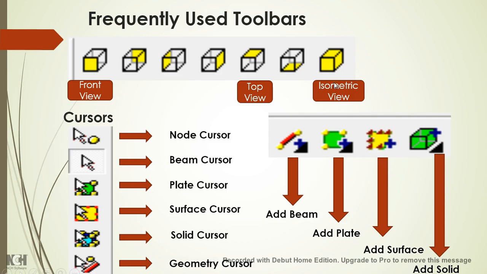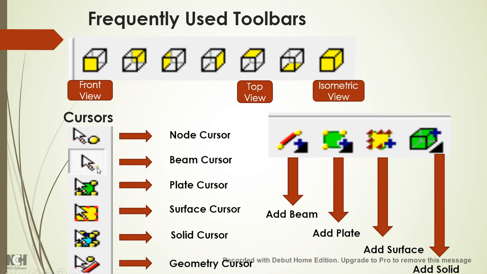Okay, next one, the types of cursor available. This arrow along with one circle is used for selection of the node, that is, it is called the node cursor. I want to select those joints, and joints are called nodes in this STAAD Pro software. So for this you need to change the option to this node cursor and pick those nodes.